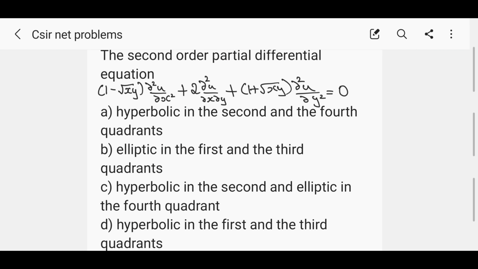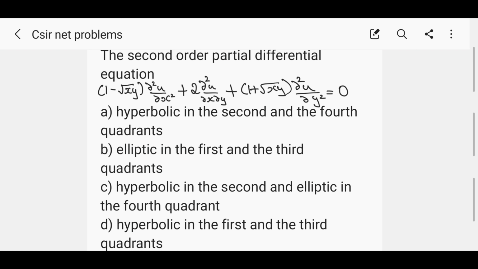Today we will solve a CSIR NET problem on partial differential equations. This is a Part B question, so only one option is correct. The question is, a second order partial differential equation is given, and four options are given.